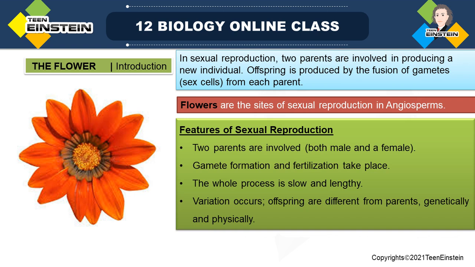Next, we said angiosperms are reproducing by the sexual method, right? So what are all the events included in sexual reproduction? In this, both parents, that means the male and female parent, are involved in the reproduction. Both male and female parents are involved.